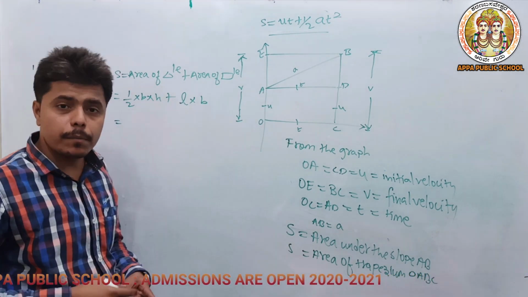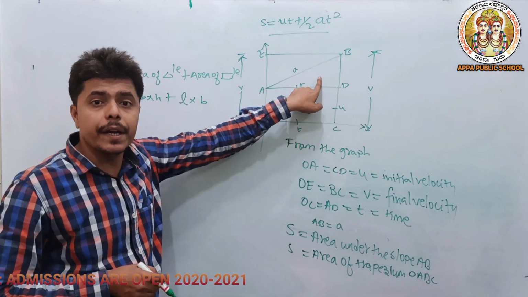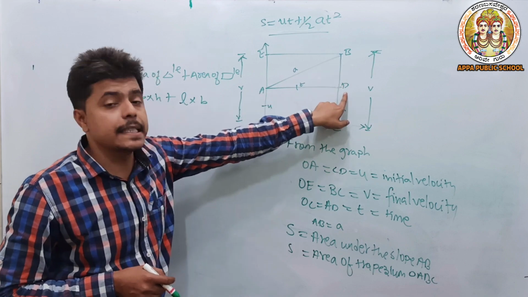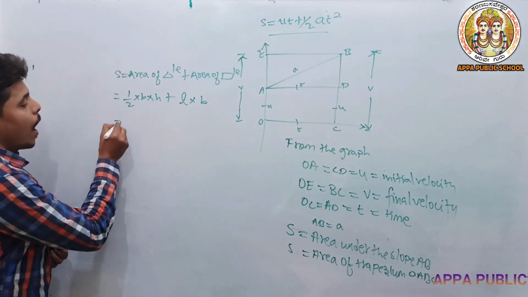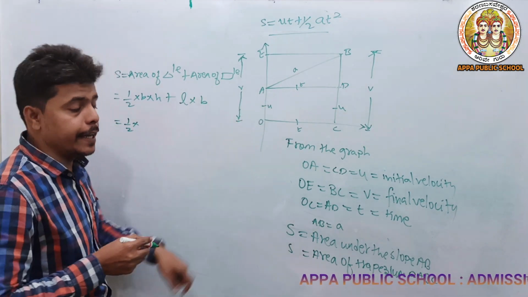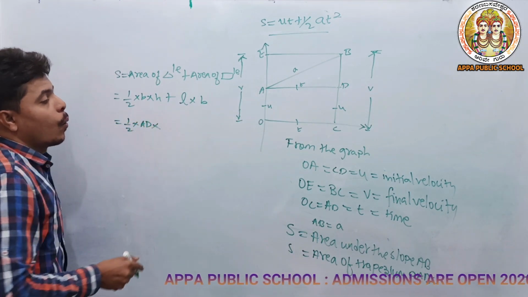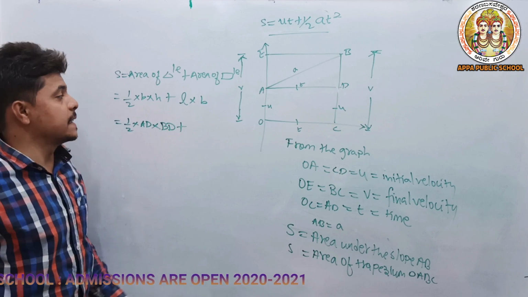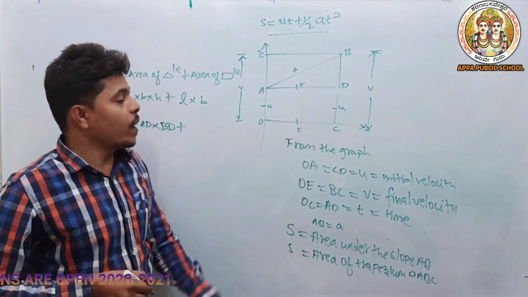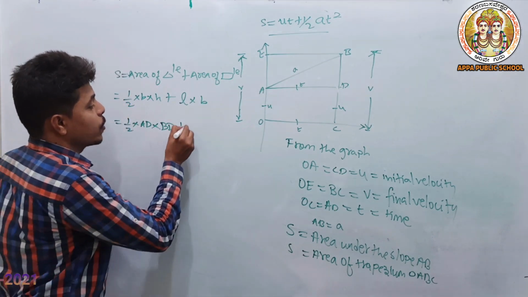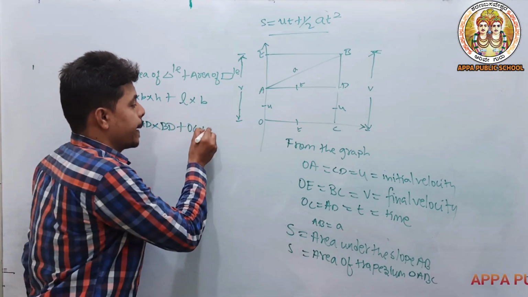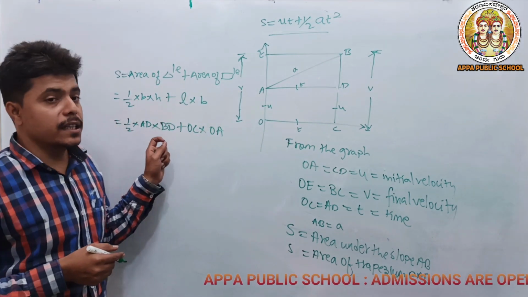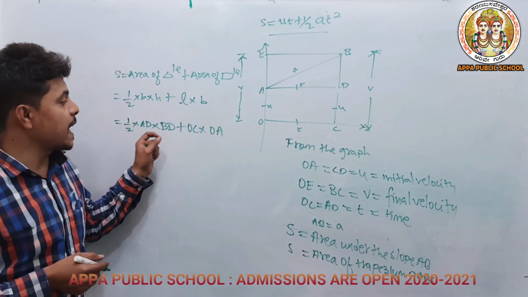So this is the formula for area of triangle and area of rectangle. From the graph, in this triangle ABD, which is the base and which is the height? AD is the base and BD is the height. So half into base AD into height BD. Now plus, from this rectangle OADC, the length is OC, so length OC into breadth OA. From the graph I have taken the base, height, length and breadth.